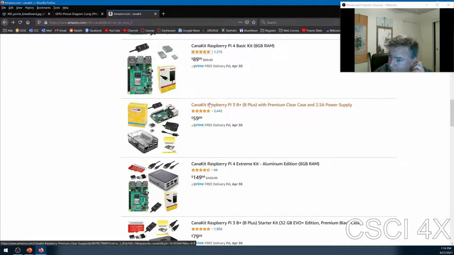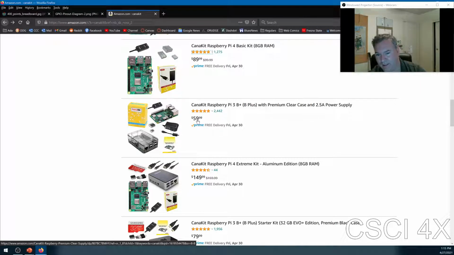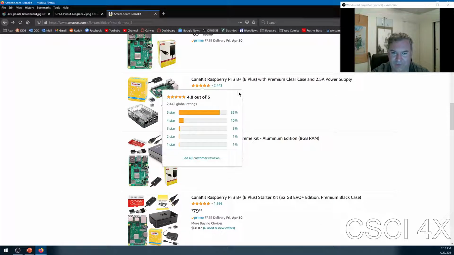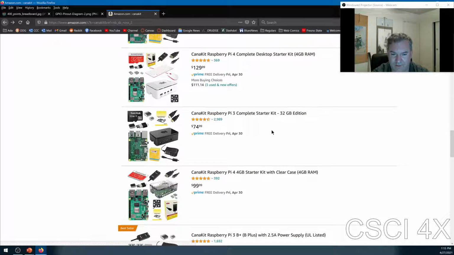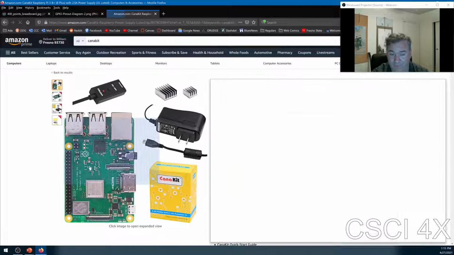The Raspberry Pi 3, which is also fine, $60. I wouldn't go below Raspberry Pi 3 though. The Raspberry Pi 2s don't have Wi-Fi built into them, and so it's kind of irritating. You have to get a Wi-Fi dongle and plug it in, and it's kind of annoying. So if you're going budget, I would go with probably this one here. And so $50 gets you a full computer.